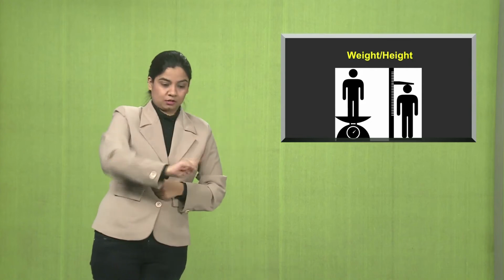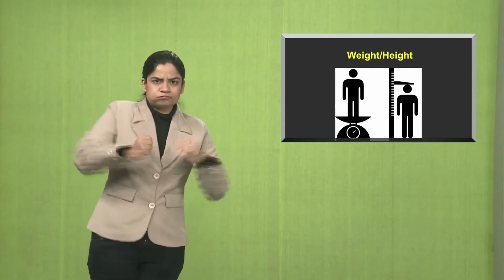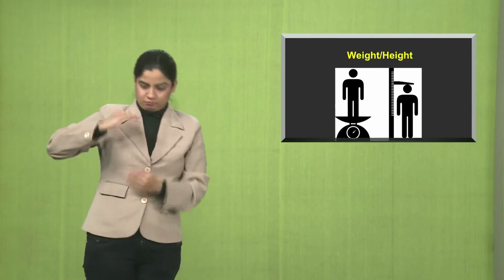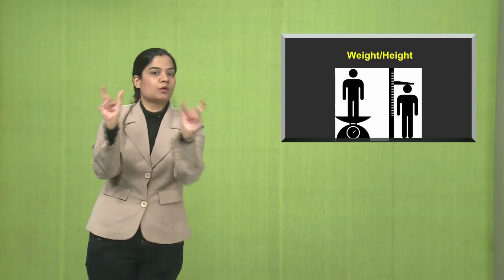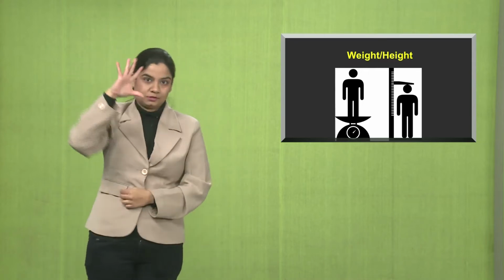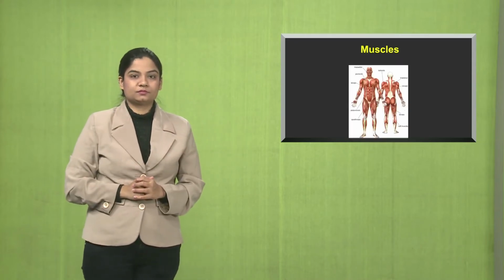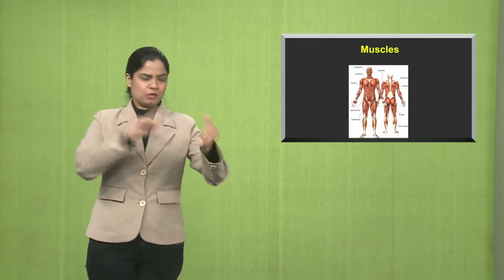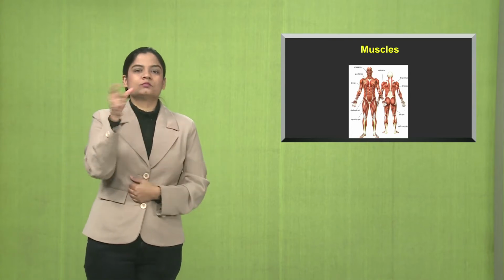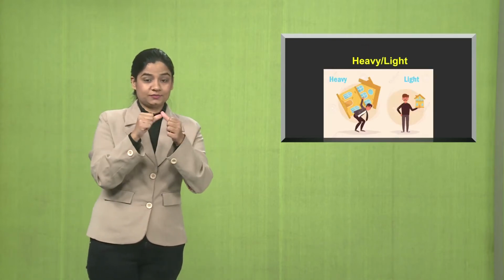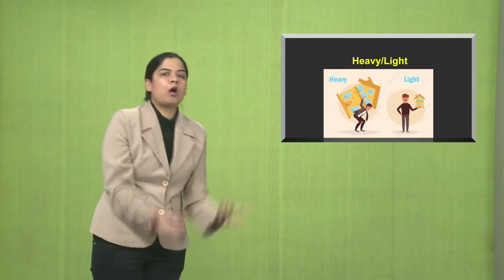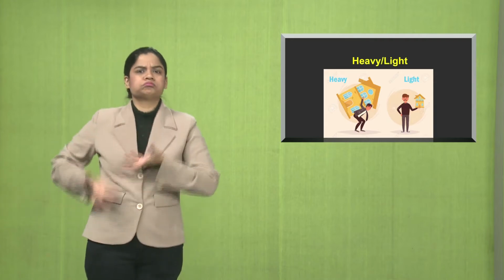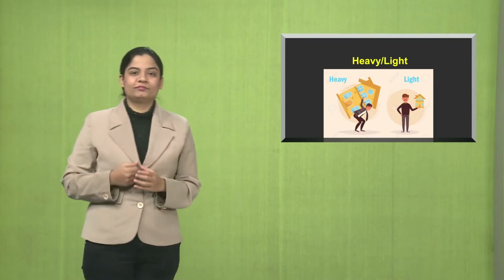Weight. As you can see, weight is the body quantity, how much the body weighs, the measurement, and height is how much the person measures. Weight is heaviness, height is measurement. Muscles: a band of fibrous tissue in the body are muscles. Heavy: something that's of greater weight, difficult to lift. Light is something that's very easy to carry. So, heavy and light.